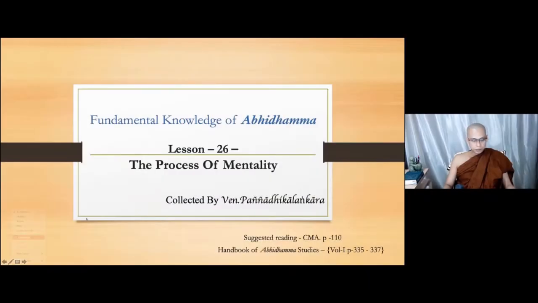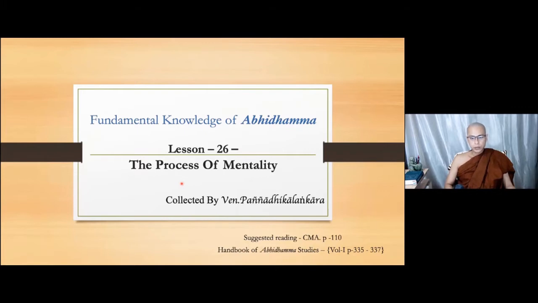We already finished the enumeration of mental factors, the association of mental factors, which is called Sampayoga Naya, and the combination of mental factors, which is called Sangaha Naya in Pali. Now today, I would like to explain again the process of mentality. This was already introduced during the study of rootless consciousness in the earlier chapter.